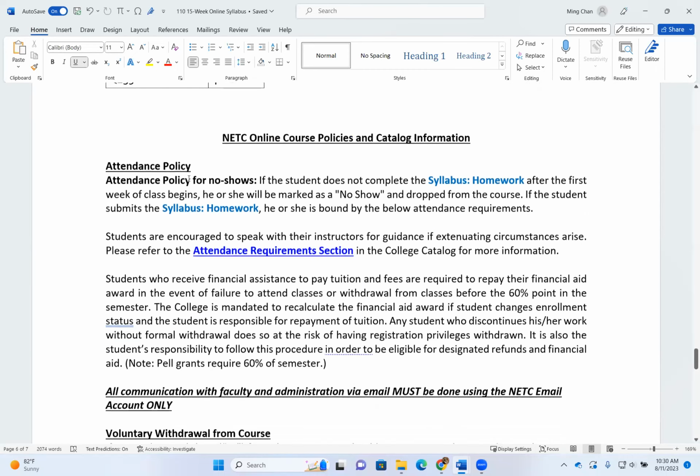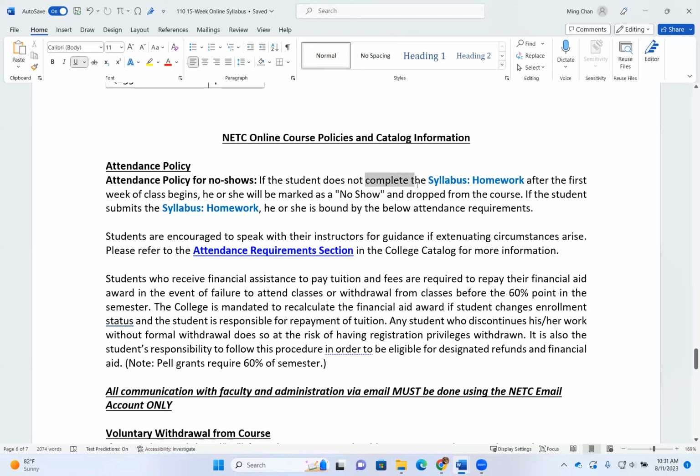All right, attendance policies for no-shows. If the student does not complete the syllabus homework, which I will go over here in a little bit, after the first week of class begins, then he or she will be marked as a no-show. That means you never showed up for class, so you will be dropped from the course.